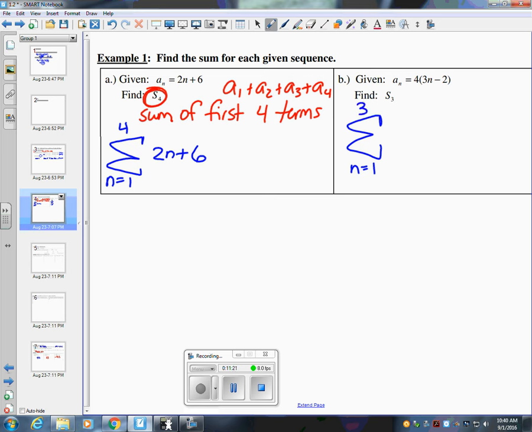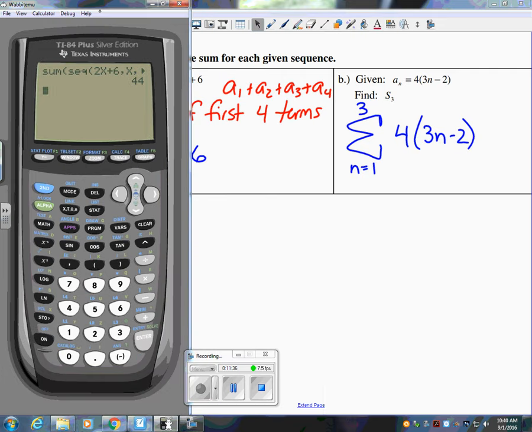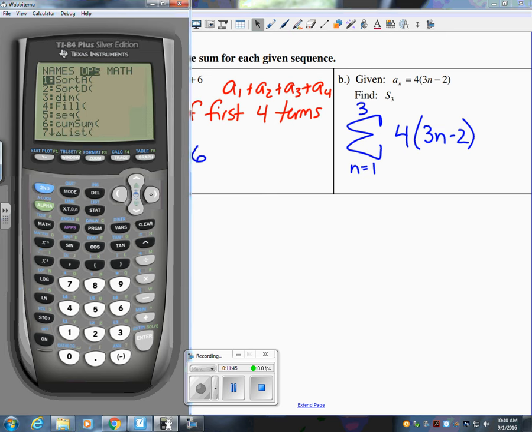Okay. Then I would, this is my formula. Okay. You don't need to distribute that. The calculator will take care of it. What you do need to do in your calculator is you need to make sure you close your parentheses. So second stat over to math, sum, second stat, OPS, sequence. Make sure 4 parentheses 3x minus 2.